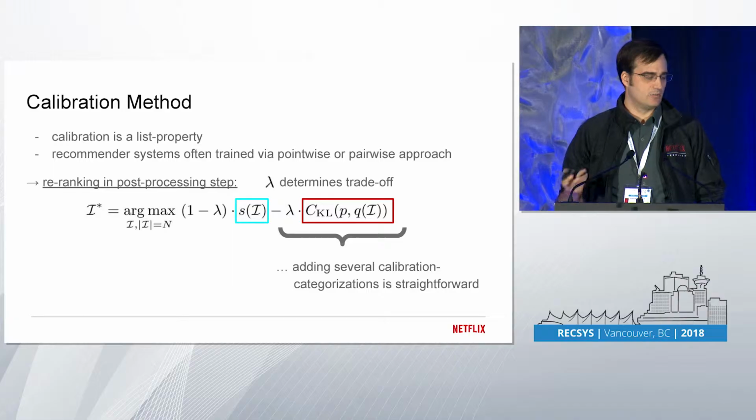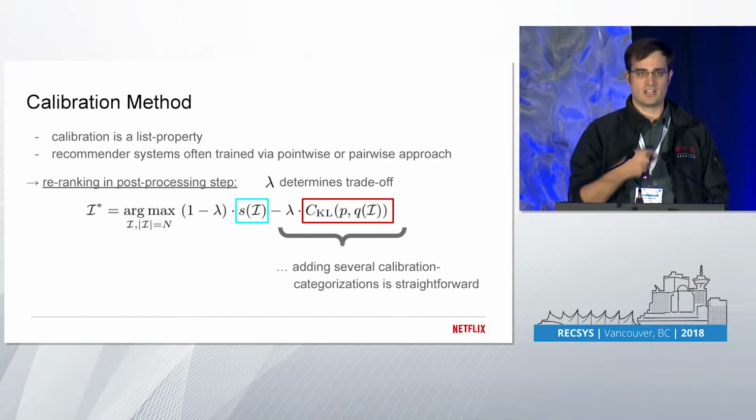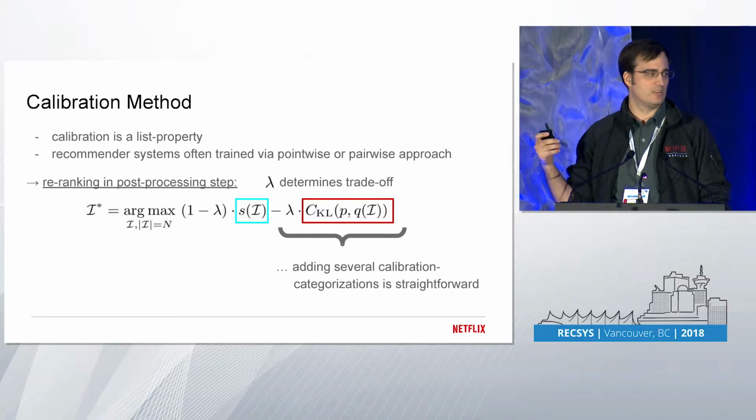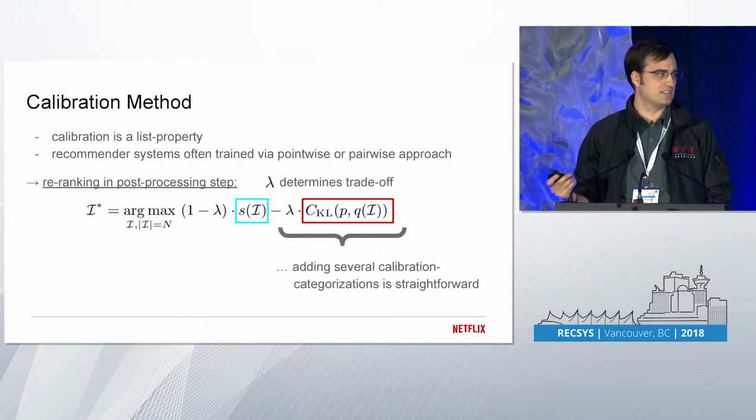Also, one nice thing about breaking it down this way is if you have different categories, so you might have something like genres, but maybe you also want to maintain TV-movie balance or something around country of origin balance, you can add those as individual terms and have different parameters trading off the different methods.